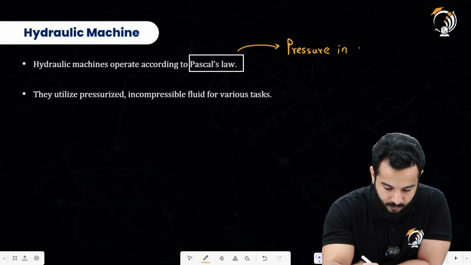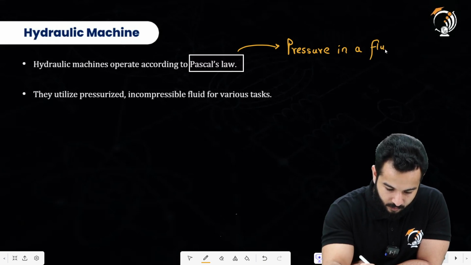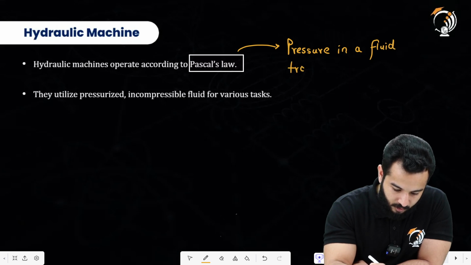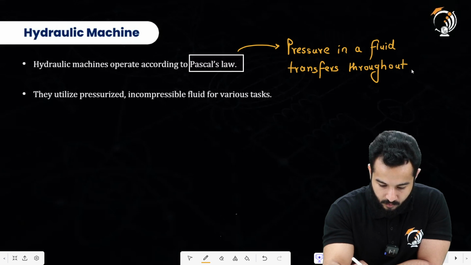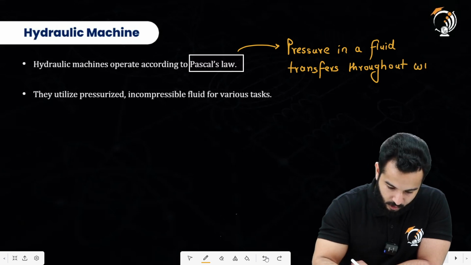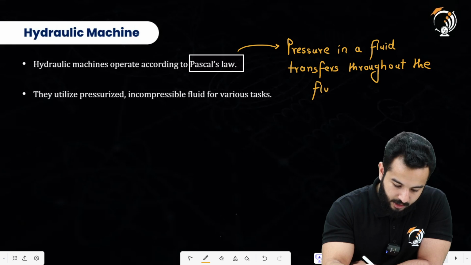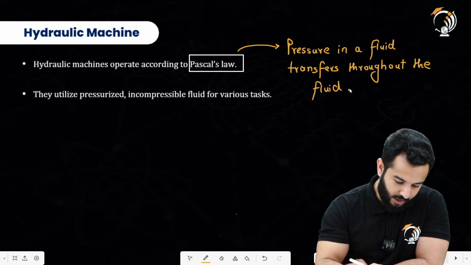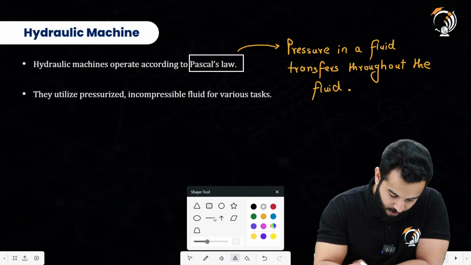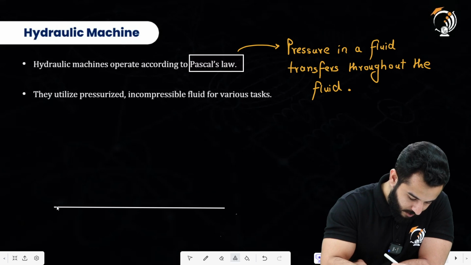pressure in a fluid transfers throughout the fluid. The only condition is that the fluid must be the same throughout. And I'm going to give an example of this. Let's suppose that we have a container, something like this.